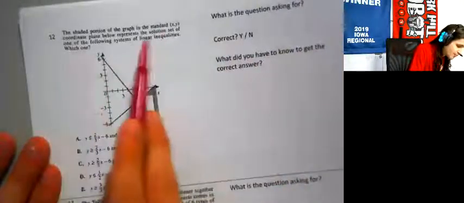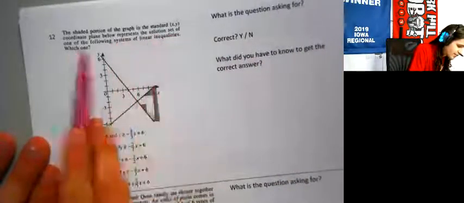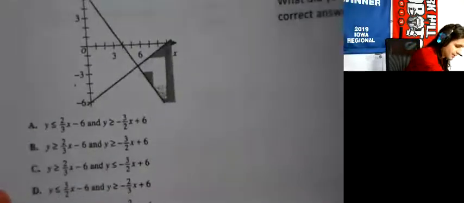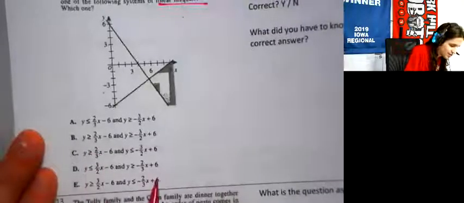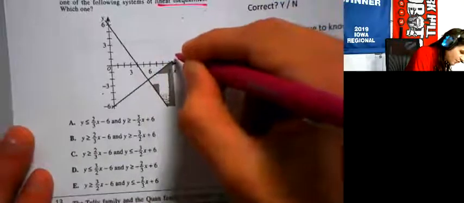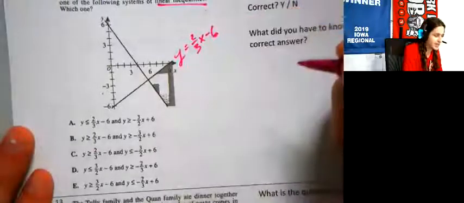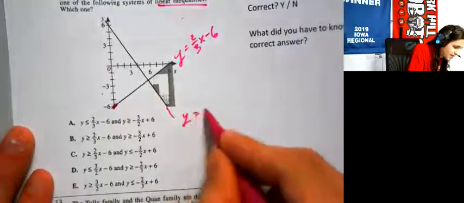The shaded portion of the graph, shaded portions over here, represents the solution set of which one of the following systems of linear inequalities. So we've looked at equations, now look at linear inequalities. We've got equations for two lines here, the -6 one and the +6 one. This line right here is y equals 2/3 x minus 6. I can tell because it starts down here at -6. And this line right here is y is -3/2 x plus 6.